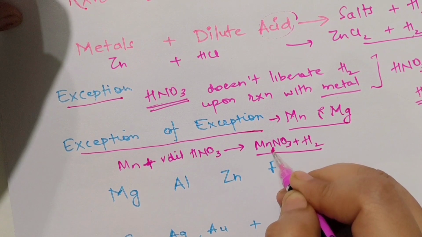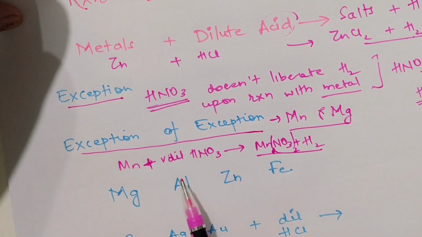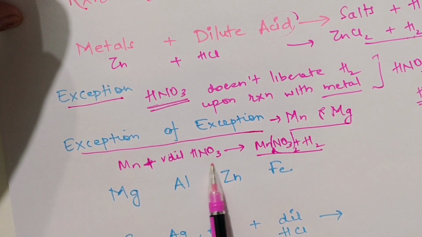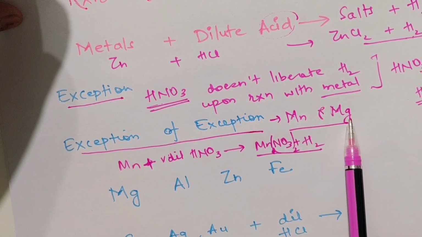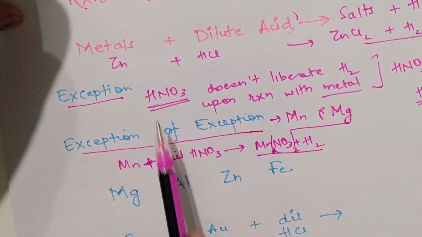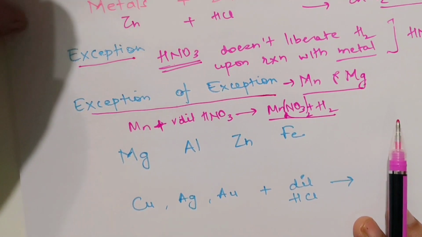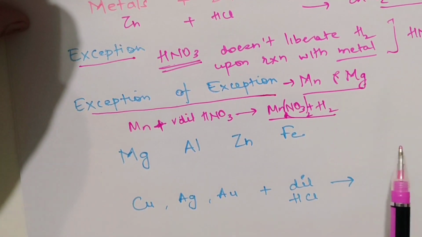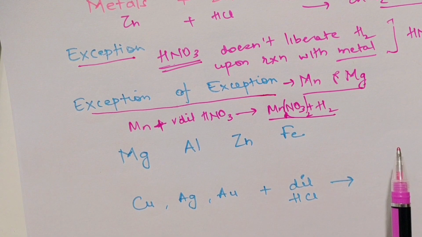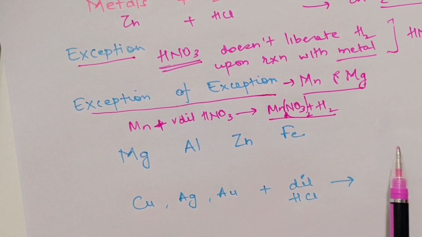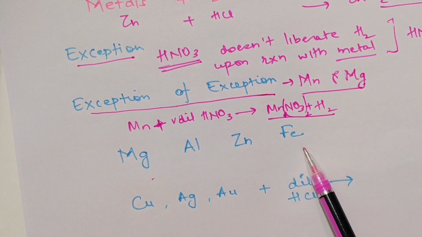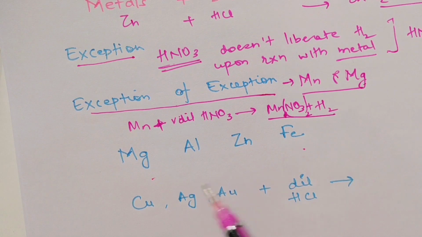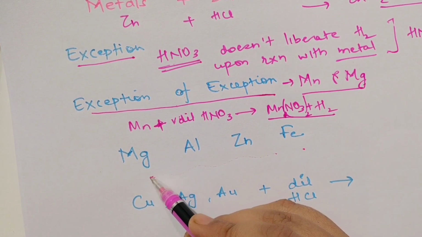Hydrogen is liberated when very dilute HNO3 reacts with manganese or magnesium. So these two exceptions you have to remember. After that, we have magnesium, aluminium, zinc, and iron. They all react with acids and liberate hydrogen gas.